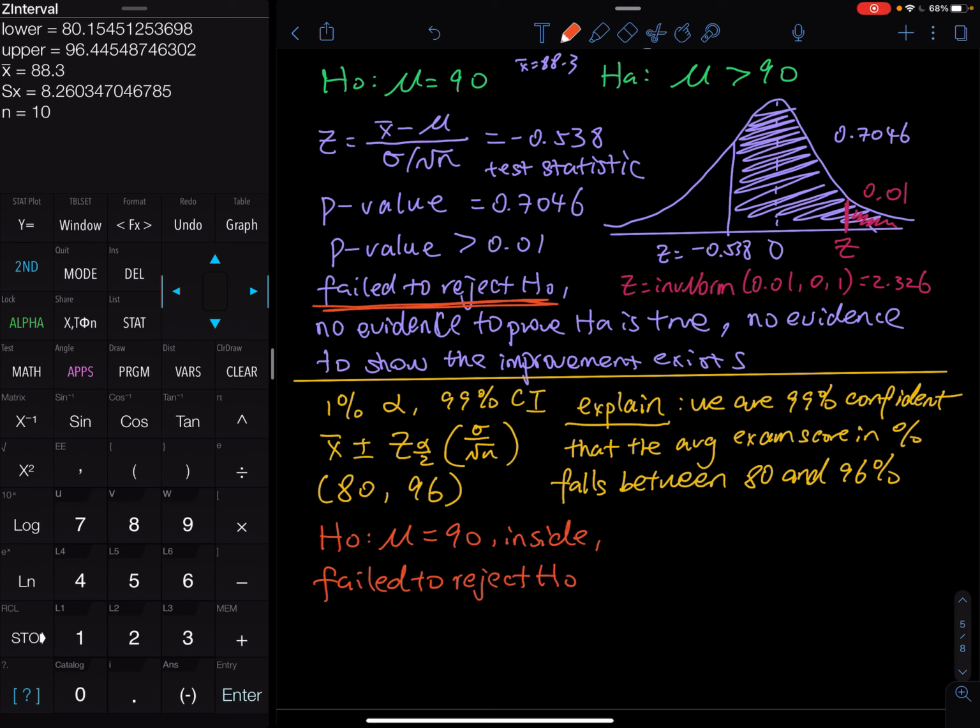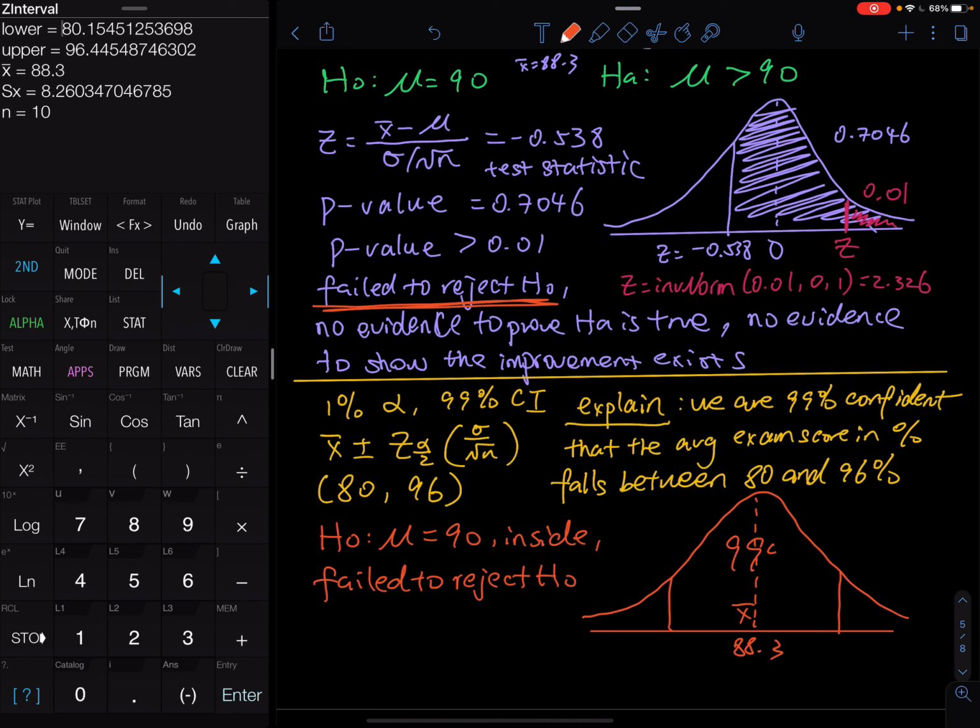What if you have to draw a graph for the confidence interval? You simply draw a bell curve, and you have the X bar right in the middle. What is the X bar? The X bar is 88.3. You can see that on the calculator. Then you have a lower limit and an upper limit, and this is 99%, and the remaining pieces add up to 1%. The lower limit is 80, the upper limit is 96. That is how you draw a graph for the confidence interval.